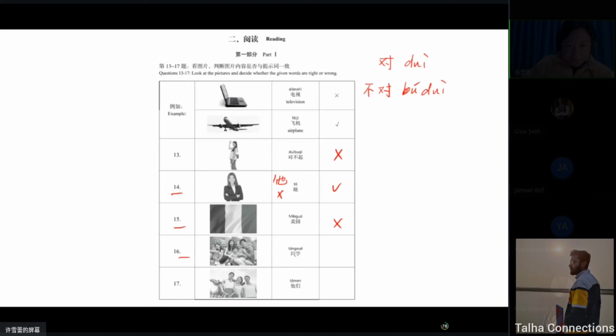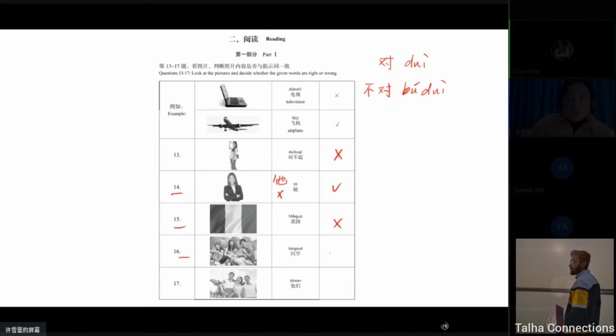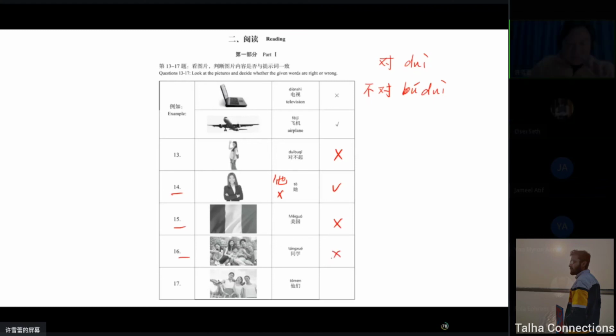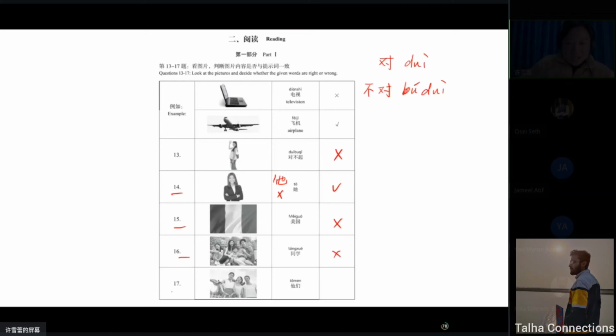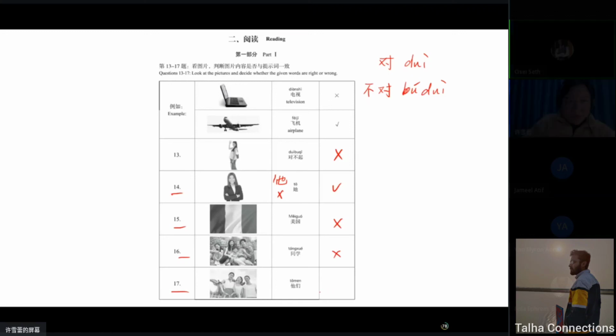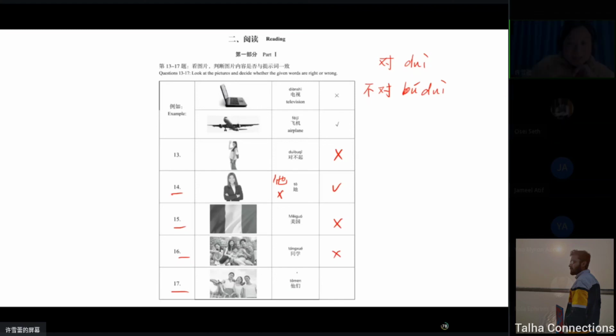好, 16, 同学, 对不对? 同学, 不对, 他们家人, 不对, 他们是家人, 对, yeah. The last one, 17, 他们, 对不对? 不对, why? Because the ta is male. And this ta is male ta.